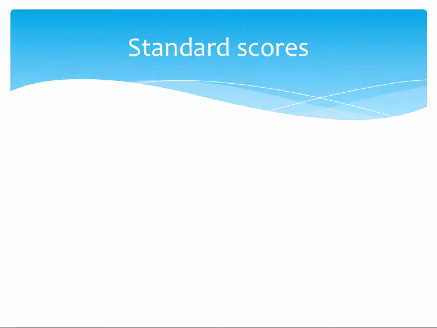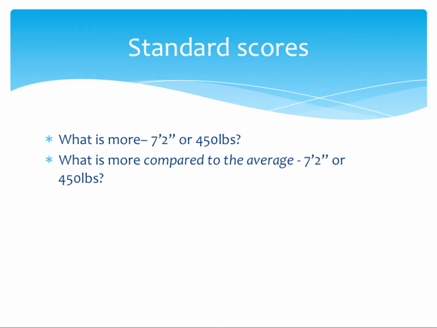So let's move on then to our z-scores and t-scores. So what is more, being 7'2" or weighing 450 pounds? Well, again, this seems kind of like an apples to oranges comparison, and in some ways it is. But what we are going to be able to do is not answer that, but answer what is more compared to the average, being 7'2" or 450 pounds. Standard scores will allow you to address this question. It wouldn't necessarily be able to tell you what is more, 7'2" or being 450 pounds, but it can tell you compared to an average, assuming you also have standard deviations.